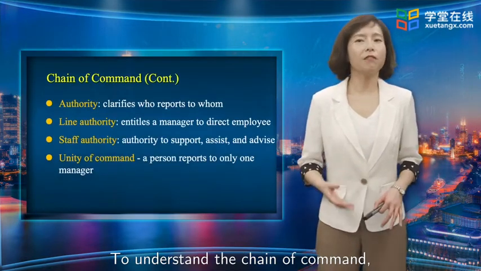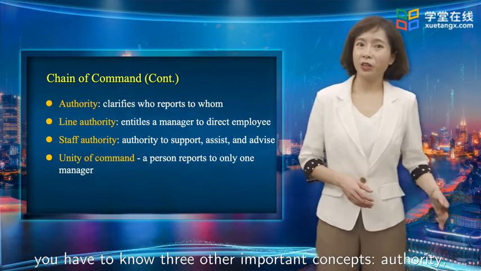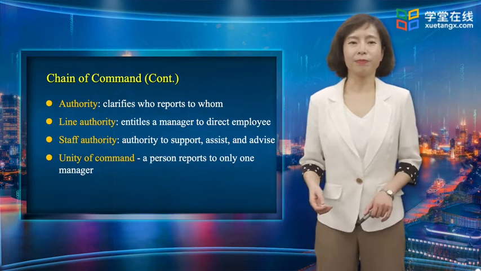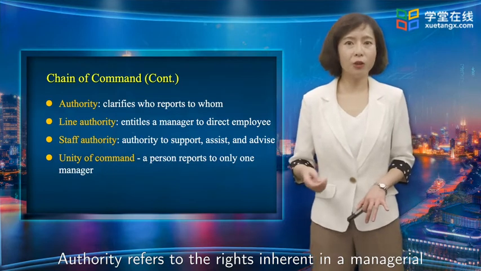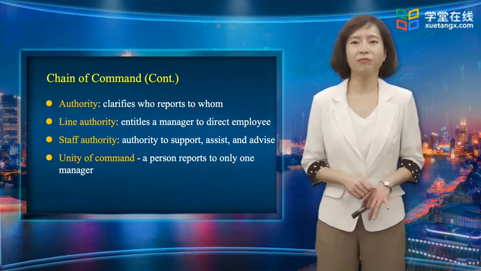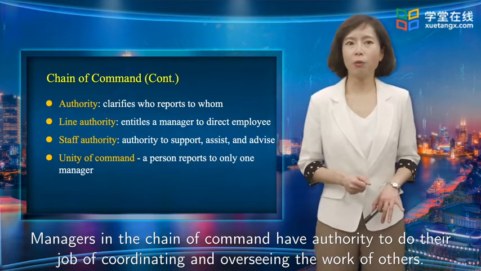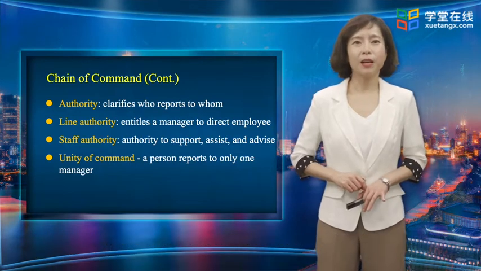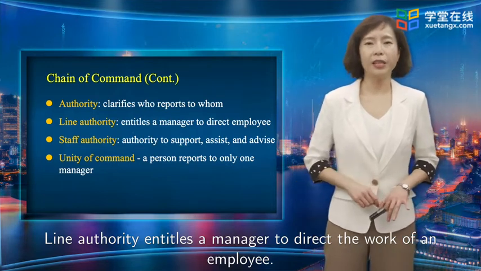To understand the chain of command, you have to know three other important concepts: authority, responsibility, and unity of command. Authority refers to the rights inherent in the managerial position to tell people what to do and to expect them to do it. Managers in the chain of command have authority to do their job of coordinating and overseeing the work of others.